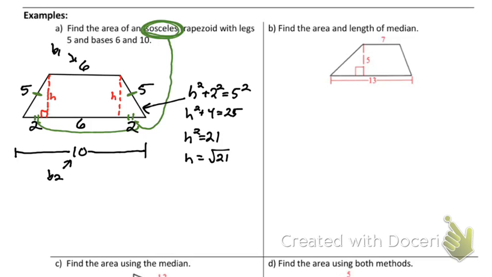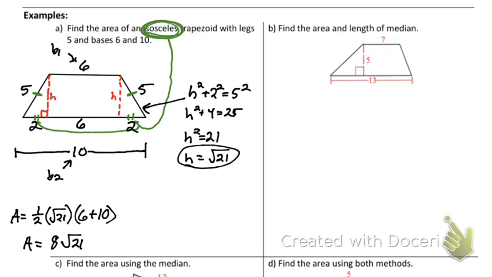All right, so that is our h. All we need is base 1, got it. We need base 2, got it. And we need a height, and then we find our area. So the area is going to equal 1/2 times our height, the square root of 21, times base 1 plus base 2, so that's 6 plus 10. 6 plus 10 is 16, divided by 2 is 8, so we're left with 8 square root of 21.